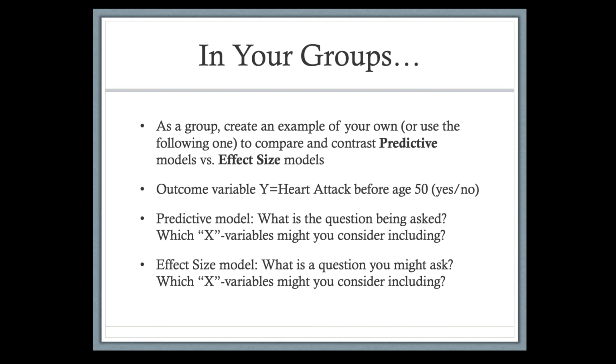Now, thinking of an effect size model, here the question we want to ask is, what effect does some variable have on that risk? One we might think of is treatment A versus treatment B. Is one treatment more effective in reducing that risk? Or we might want to ask the question, what effect does smoking have on your risk of having a heart attack before 50? Does it increase your risk? And if so, by how much?